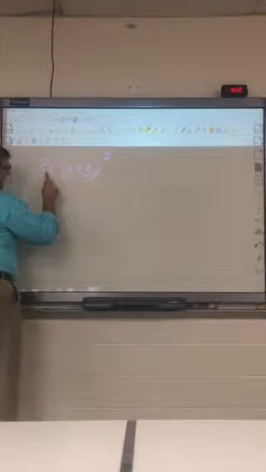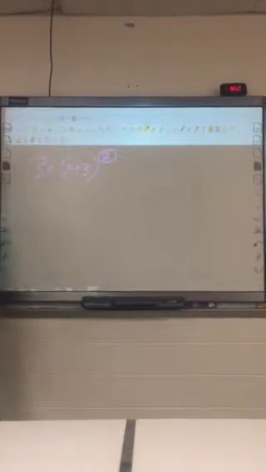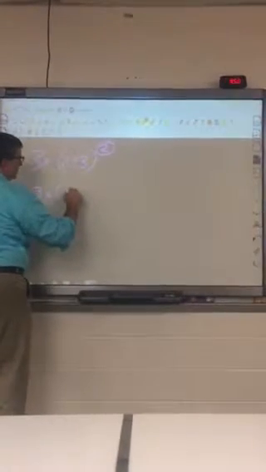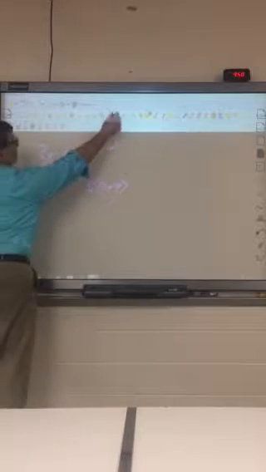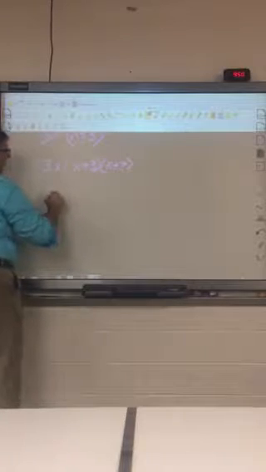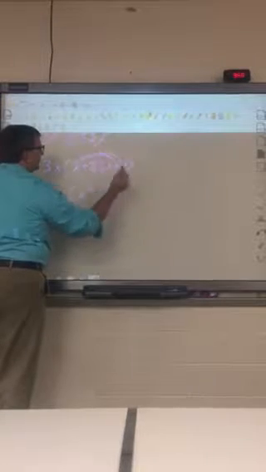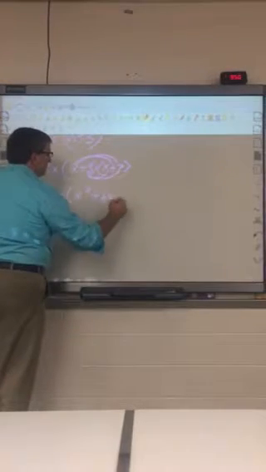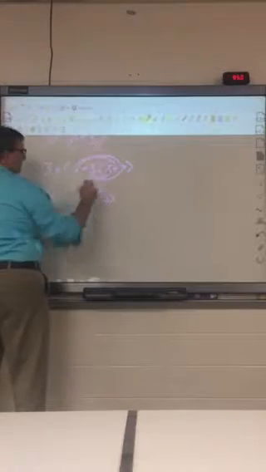Now, you can also go ahead and take the 3x if you want, but that would also not be correct because you have to do your exponents first. So I have 3x times, now we're going to FOIL this out, x plus 3 times x plus 3. When I FOIL that part out, I get x squared, and then I get 3x there, so that's going to be 6x, and then I get 3 times 3, which is 9.